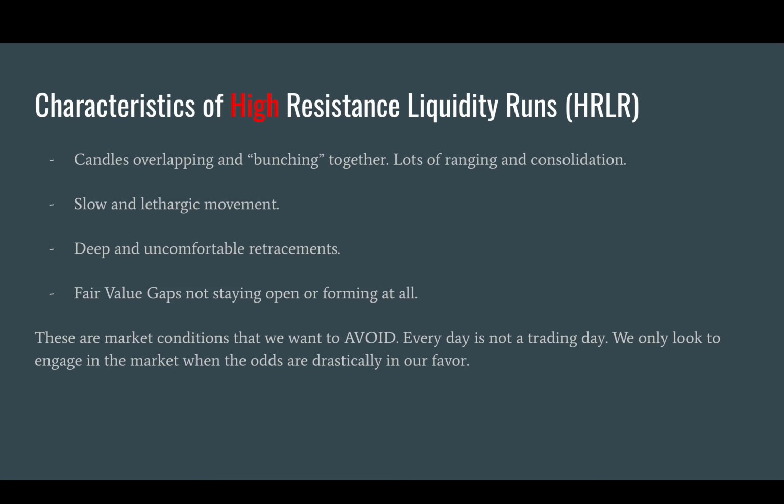Characteristics of a high resistance liquidity run, known as HRLR, high resistance liquidity run market condition. For starters, candles overlapping or bunching together. Whenever you have lots of ranging and consolidation, that is typically known as a high resistance market condition. All right, when price action is slow and lethargic, you're often met with deep and uncomfortable retracements in price. Whenever you see fair value gaps not staying open or simply not forming at all, those are all signatures of a high resistance market condition.